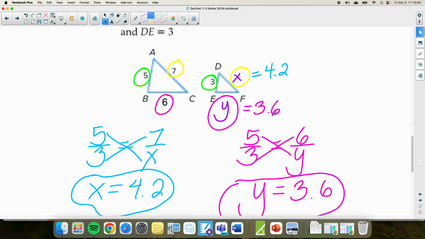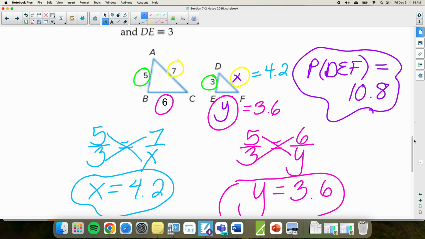And then can I find the perimeter of DEF? Yep. Yes. And when I do that, 7.8, did you get 10.8? Yes.